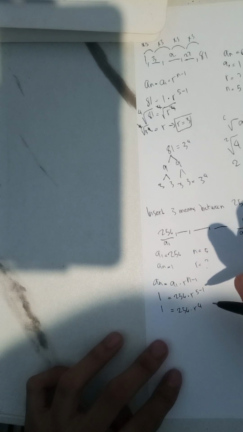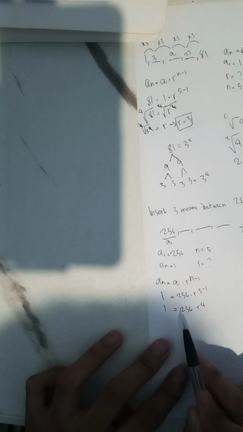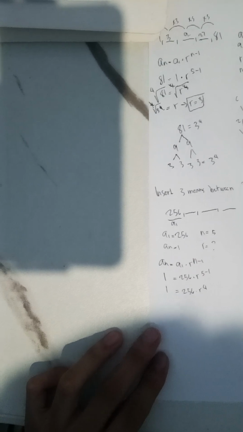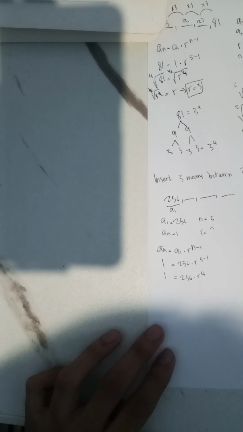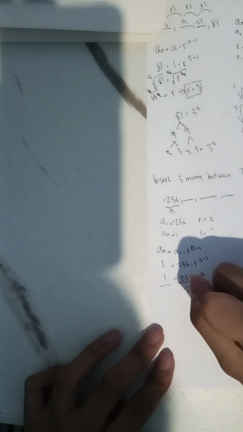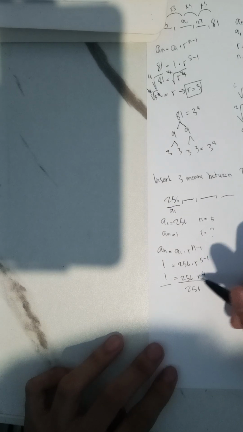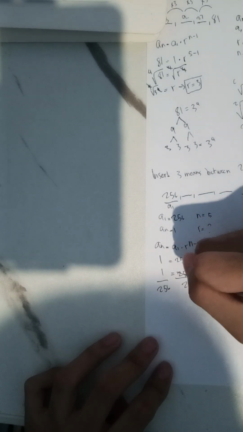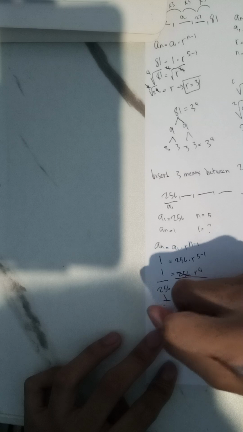Okay? In order to isolate r raised to 4, we can divide both sides by what number? That is 256. Para ma-isolate si r raised to 4, and madali natin mahanap yung value ng r. So, divide. We can cancel this. So, r raised to 4 is 1 over 256.